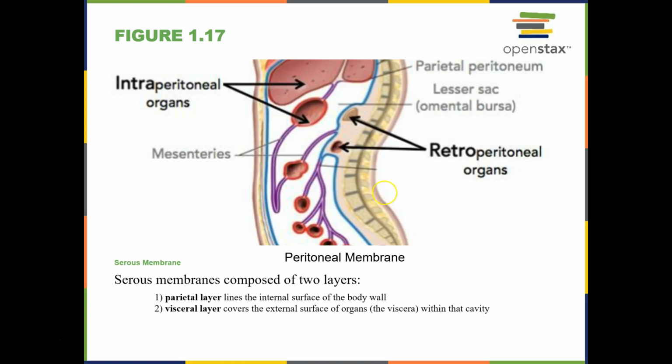They have one layer of the peritoneum, but they don't have both. So in this case, you have that parietal layer, but there's no visceral layer surrounding you. But over here, then you have the visceral and parietal layer surrounding you. Okay.